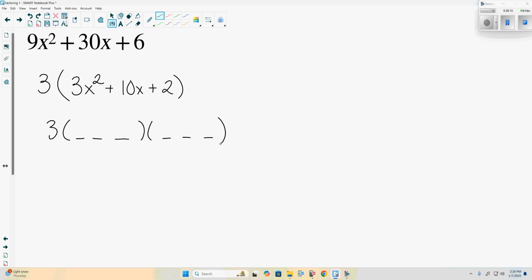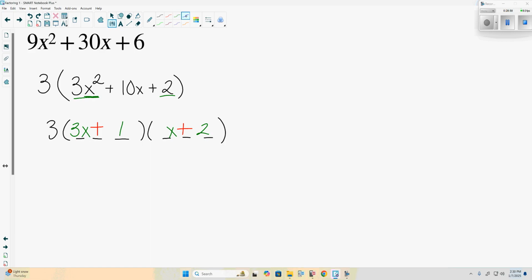2 sets of parentheses with 3 spaces. Since the third term is positive, the signs are the same and match the sign of the middle term. So we have plus and plus. Factors of the first term, so we have 3x squared. Well, the x squared part we know will be x and x. Factors of 3 are 1 and 3, so we can just plug the 3 in one of the 2 spots. Factors of 2, our third term. We just have 1 and 2, yes?